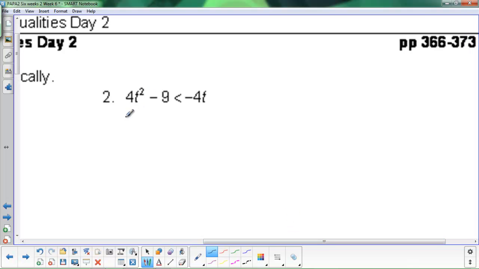Let's look at one that can be solved, and we will go ahead and look at number 2. So again, we remove that 4t. So it's 4t squared plus 4t minus 9 less than 0. Again, it's not factorable, so instead what we're going to use is the quadratic formula, the opposite of b plus or minus the square root of b squared minus 4 times a times c, all over 2a.